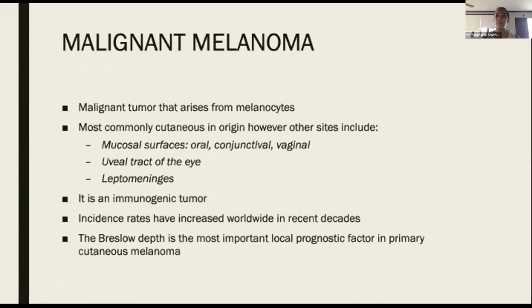let's just remind ourselves about malignant melanoma. So these are malignant tumors that arise from our melanocytes, which are the pigment producing cells of the skin. It's most commonly cutaneous in origin. However, there are other sites that may be involved, and these include mucosal surfaces, including oral, conjunctival, and vaginal. It can occur in the uveal tract of the eye, and of course, the leptomeninges.